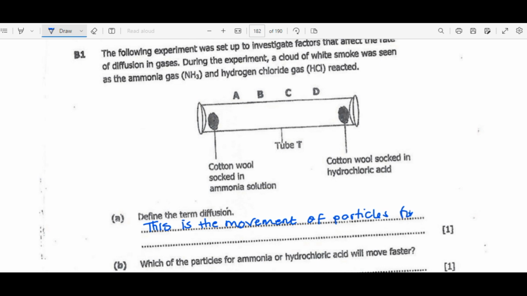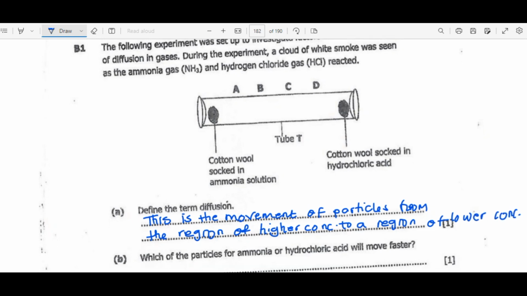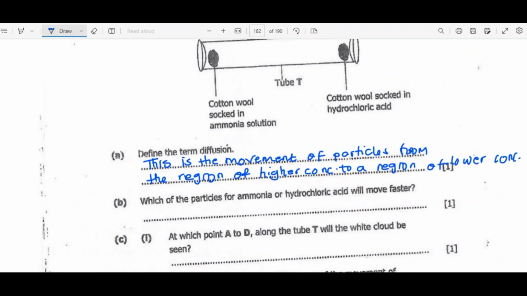from the region of high concentration to a region of lower concentration. We move on to now question B.